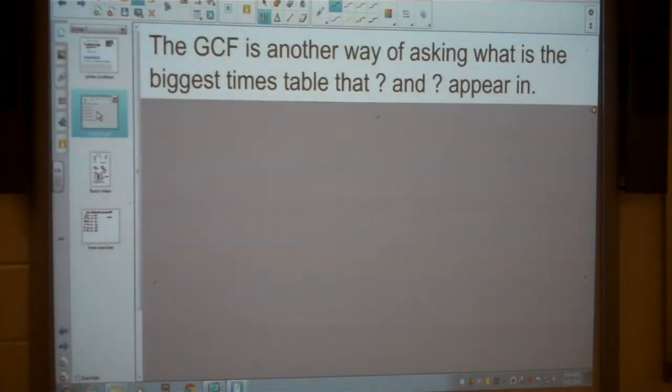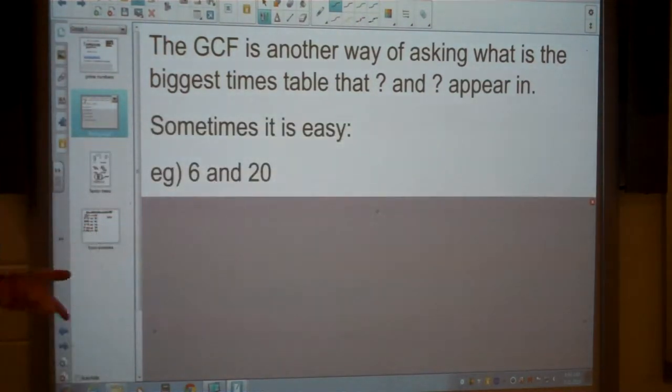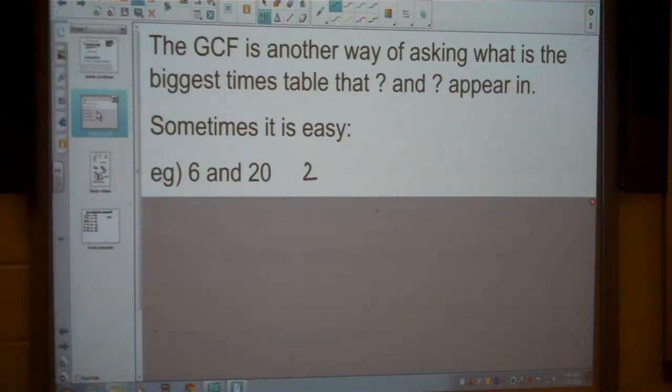Now, we also did a quick review of GCF, which is the greatest common factor, which people had looked at in middle school before. And it's just another way of saying what is the biggest times table that the two numbers appear in. And sometimes it's easy, and you can just look at the numbers. So 1 is always a factor of both numbers. You just got to think, can you think of a bigger number? So clearly both of these numbers divide by 2. And then you just got to try some bigger numbers.